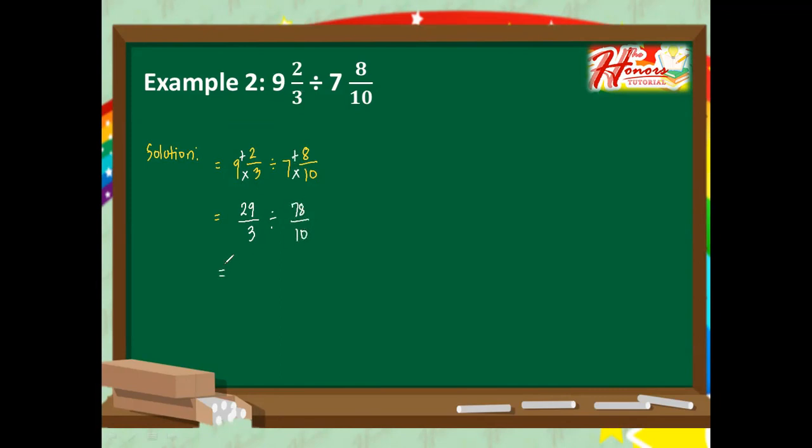And then just copy the first given, which is 29 over 3. And then for this operation, we're going to change this into multiplication and then get the reciprocal of 78 over 10. And that would be 10 over 78. And then you have to check if we can apply cross multiplication, but it's not applicable here. So therefore, we have to do the usual way of multiplying fractions.